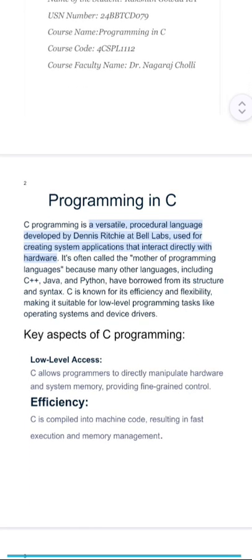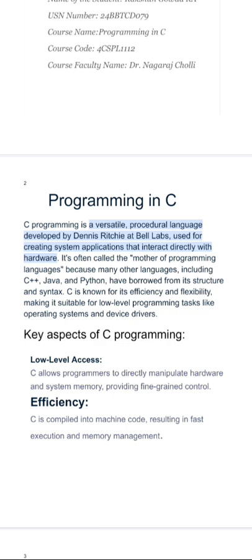Let's talk about programming in C. C programming is a versatile procedural language which was developed by Dennis Ritchie at Bell Labs, used for creating system applications that interact directly with hardware. It's often called the mother of programming languages because many other languages including C++, Java, JavaScript and Python have borrowed from its structure and syntax.